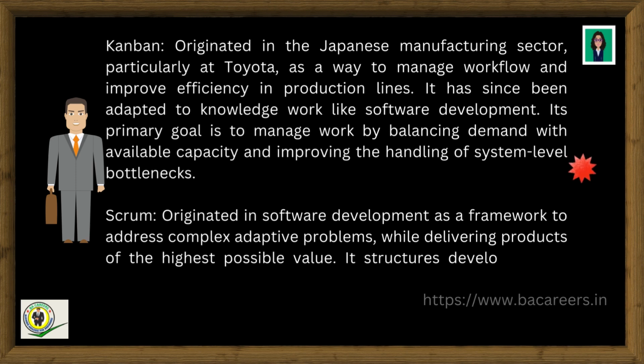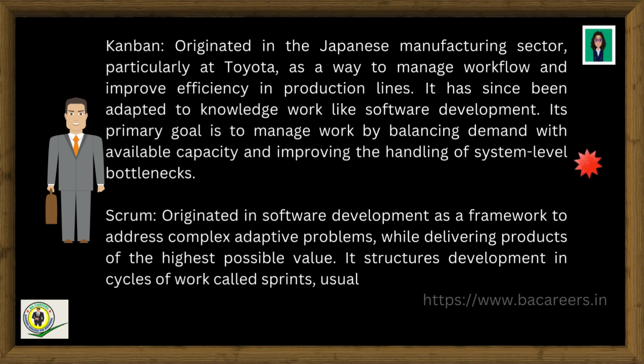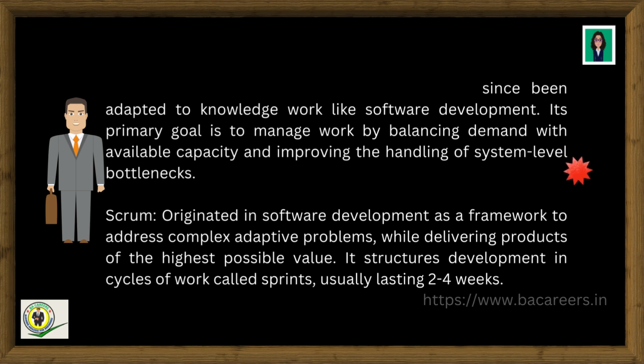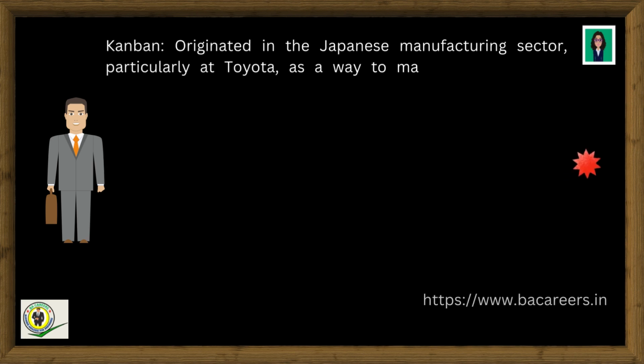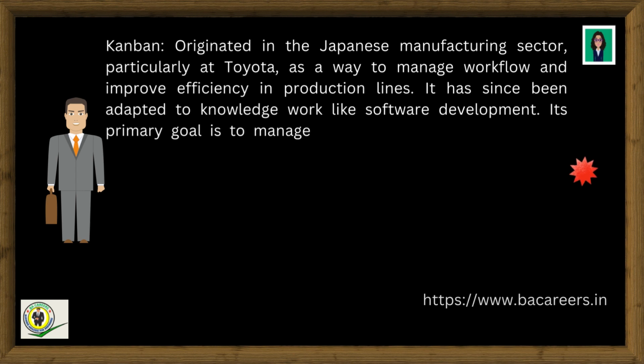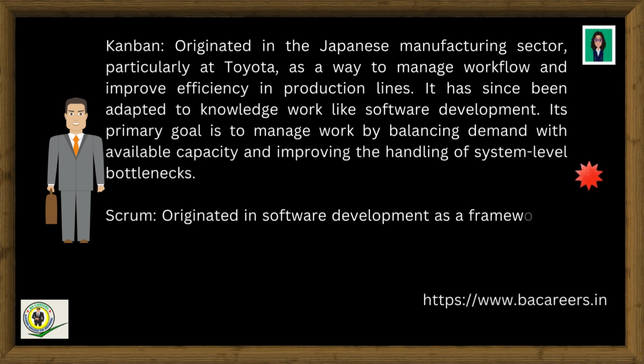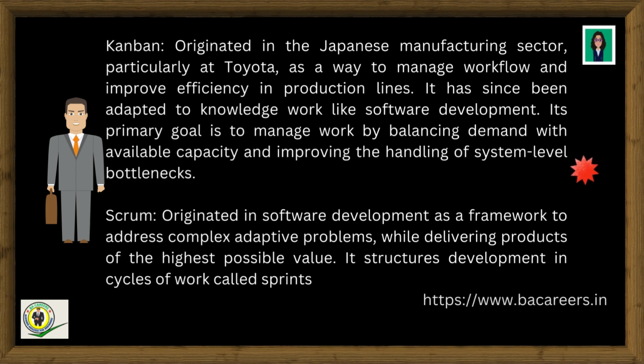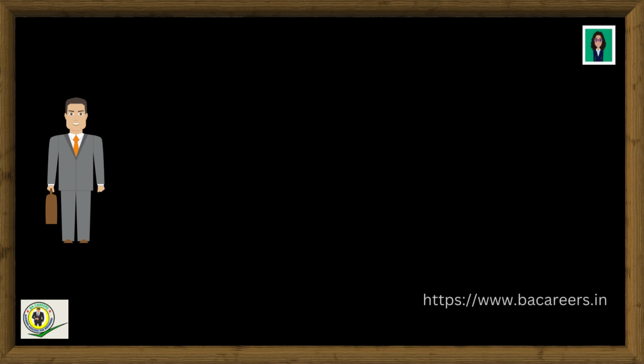Scrum originated in software development as a framework to address complex adaptive problems while delivering products of the highest possible value. It structures development in cycles of work called sprints, usually lasting 2 to 4 weeks.